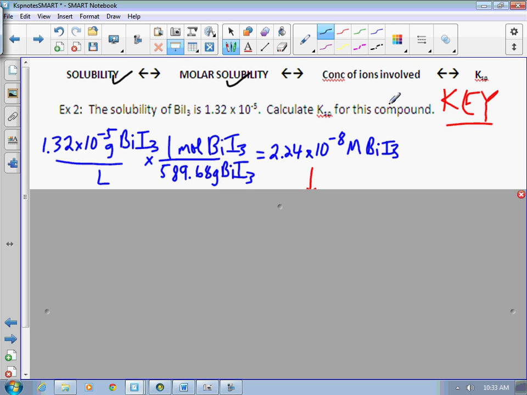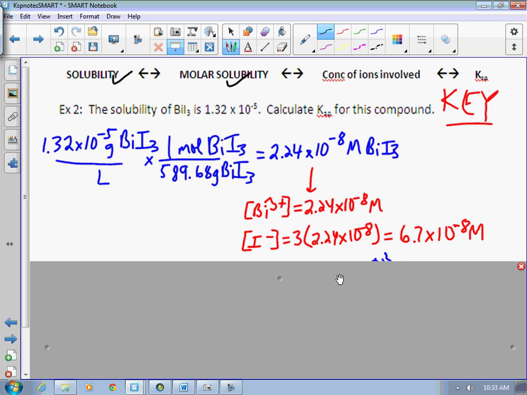And now how do you get the ions? Well, if this is my bismuth iodide, there's 1 bismuth per every 1 bismuth iodide and 3 iodines for every bismuth iodide. So that's what we take into account next. So then your ion concentrations would look like this. So here's my bismuth, and the iodide is 3 times that because of the 3-to-1 ratio. So those are my actual ion concentrations swimming around in the saturated solution.